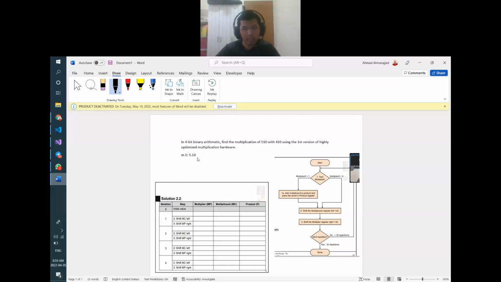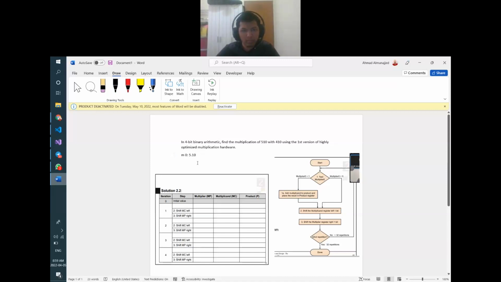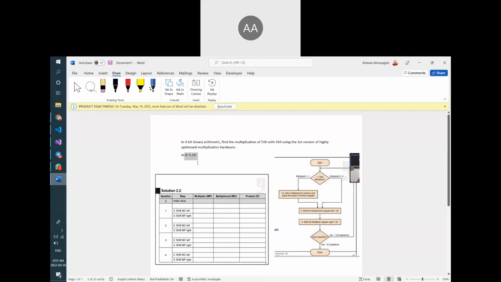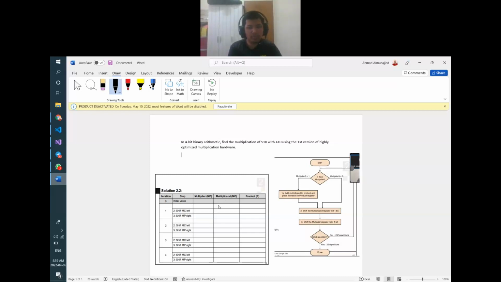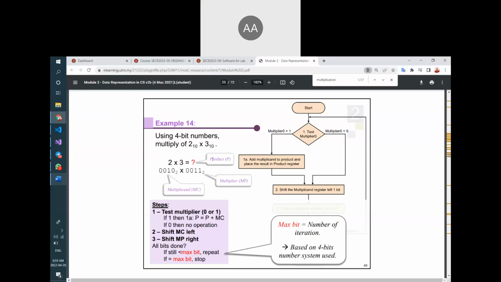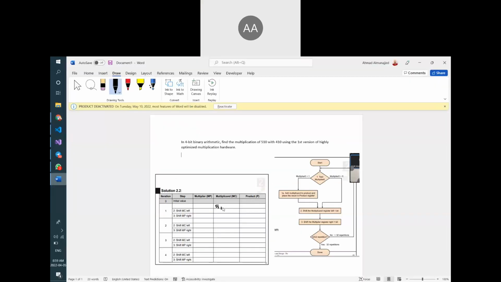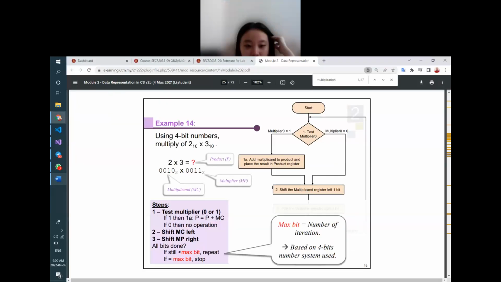All right. So just convert it into the according column. It will be the initial value, the first row. The 5 base 10 is the multiplicand. Convert it into a binary number and write it at the initial value. You must write it as a binary.